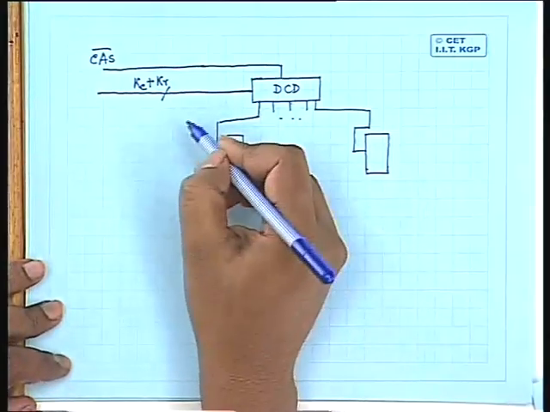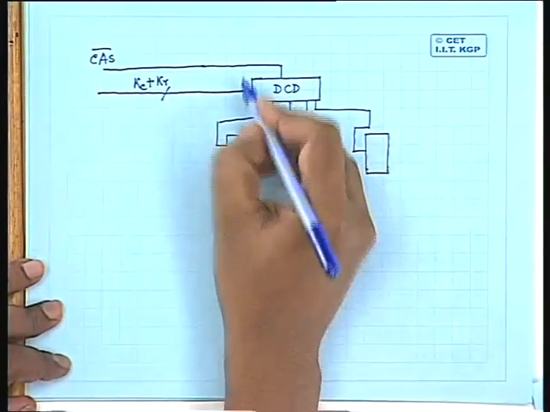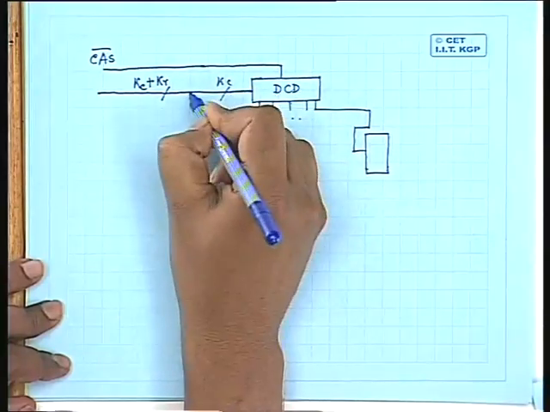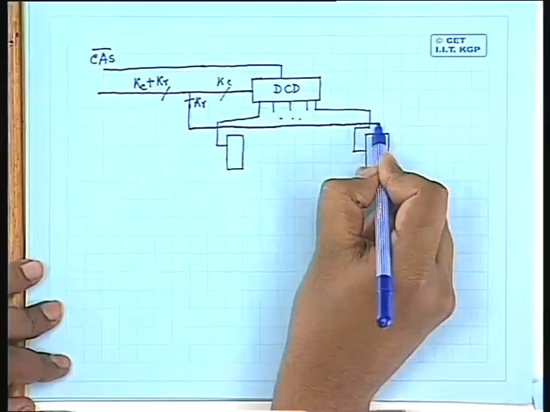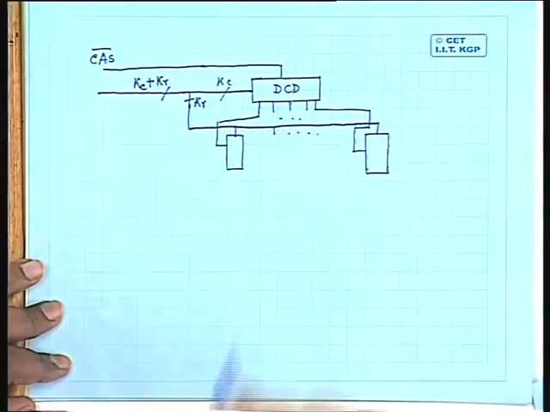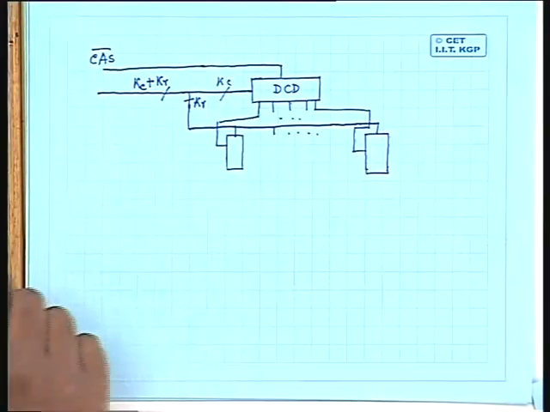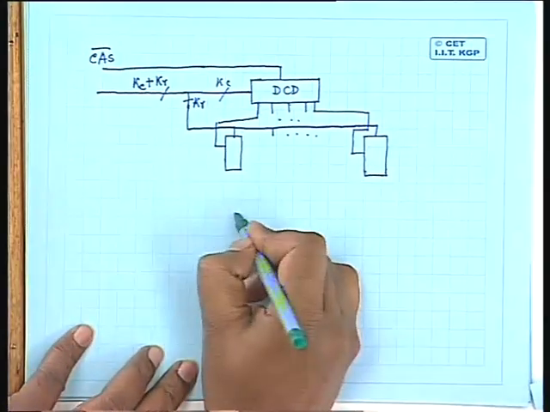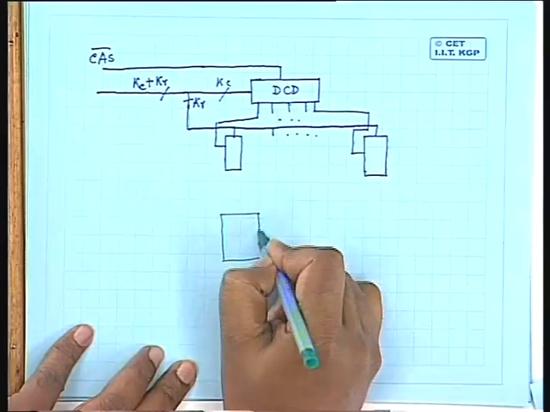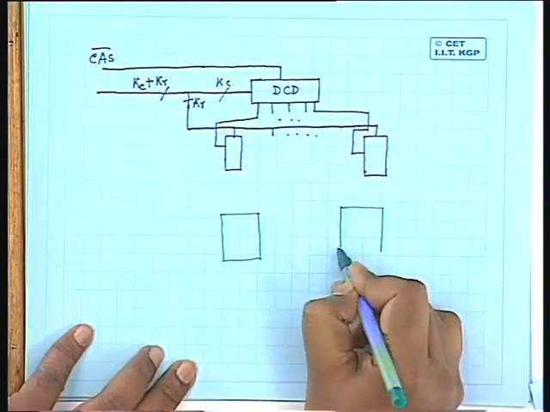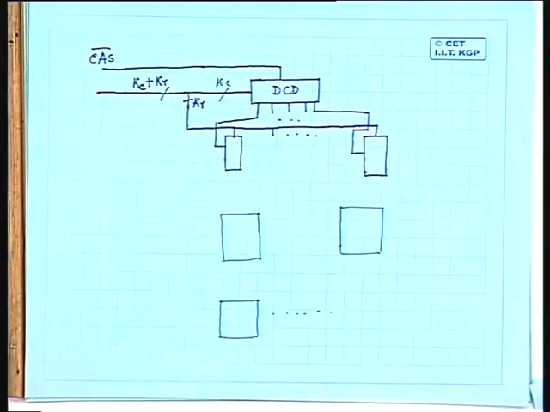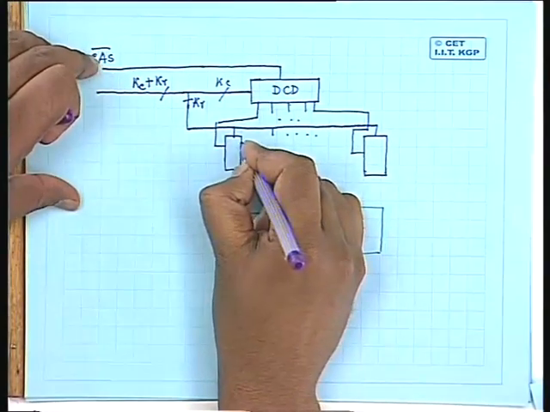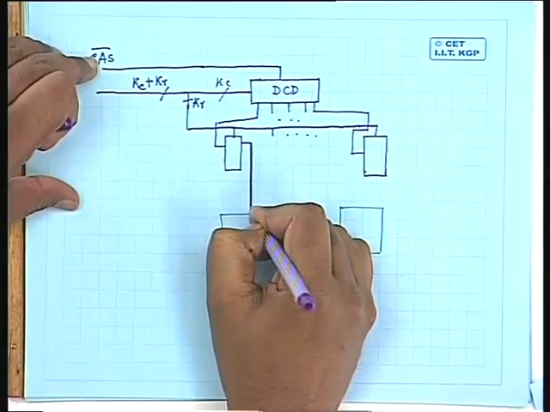So out of these address lines, say here we give KC address lines and KR number of address lines are connected to each of these decoders. So like this it will continue. Then we'll have a number of memory chip arrays. What I can do is the output of this decoder can be connected to CAS bar of this array.